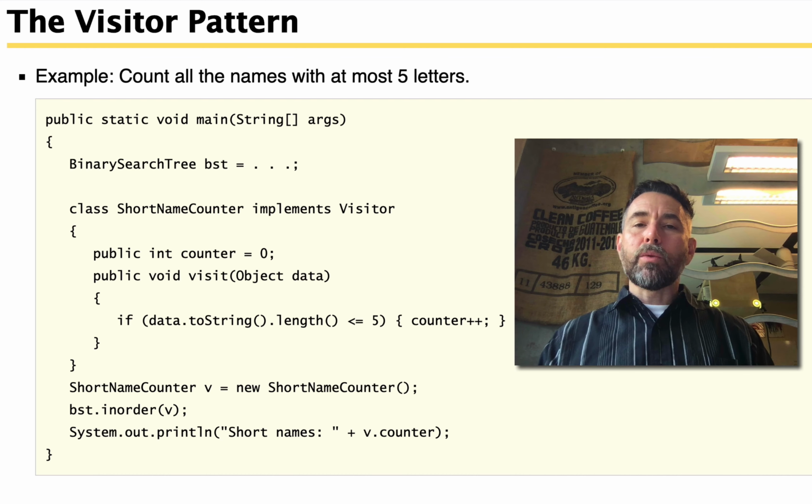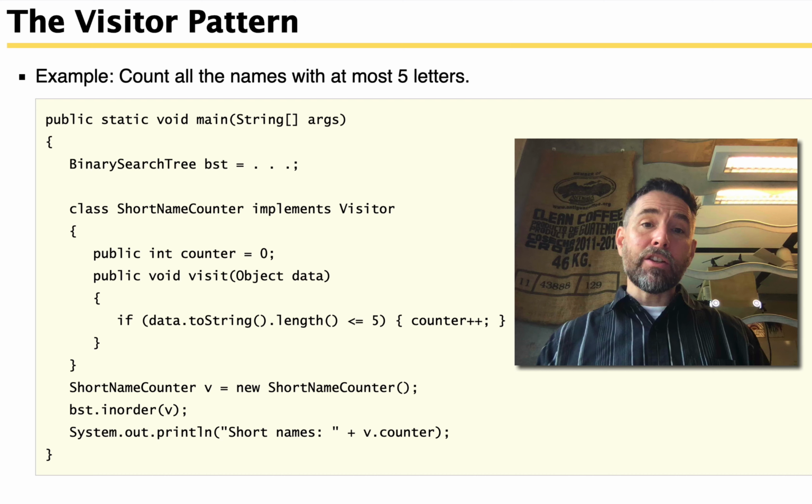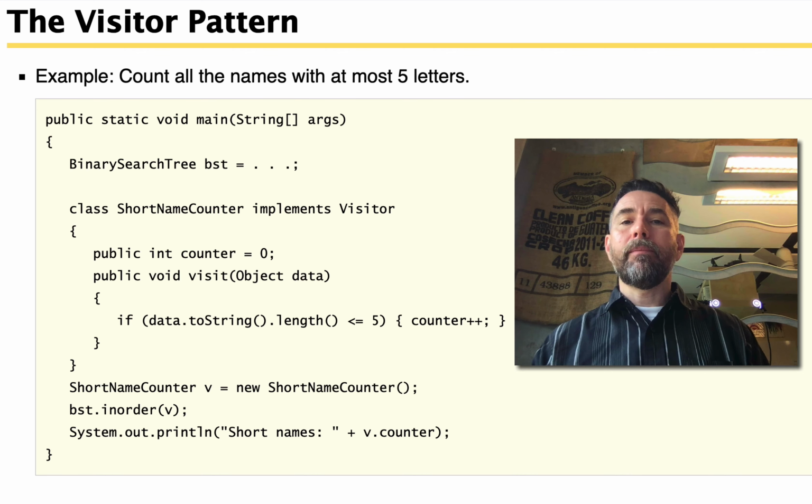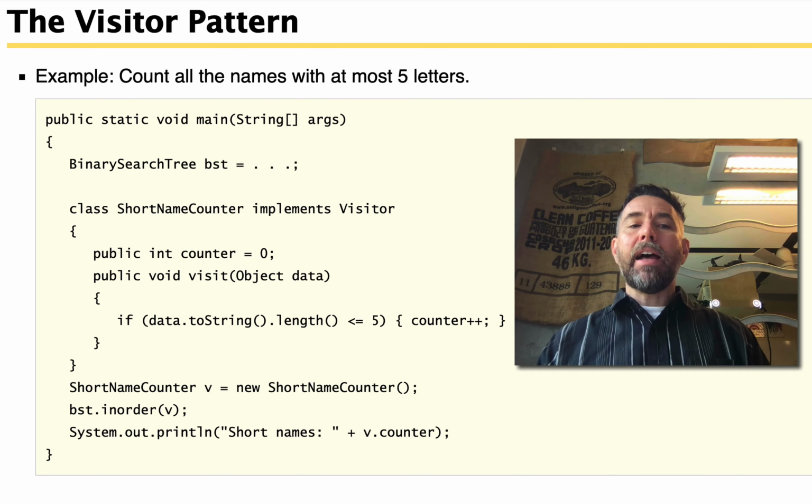Then we'll create a class that implements the visitor pattern. We'll call this ShortNameCounter. It implements the visitor pattern, so it has to have the visit method. It can have other things. For example, in this class, we're keeping track of an instance variable called count, because every time our visit method gets applied to one of the nodes within our binary search tree, we're going to update the counter. That class is passed down the tree, and the counter variable is updated as it's passed down.